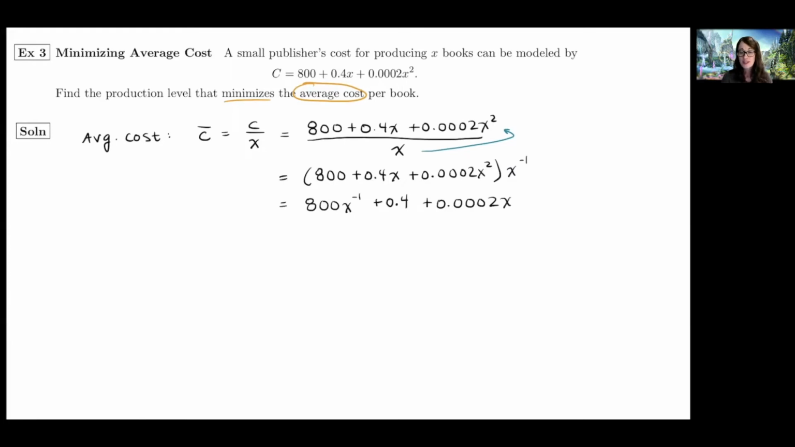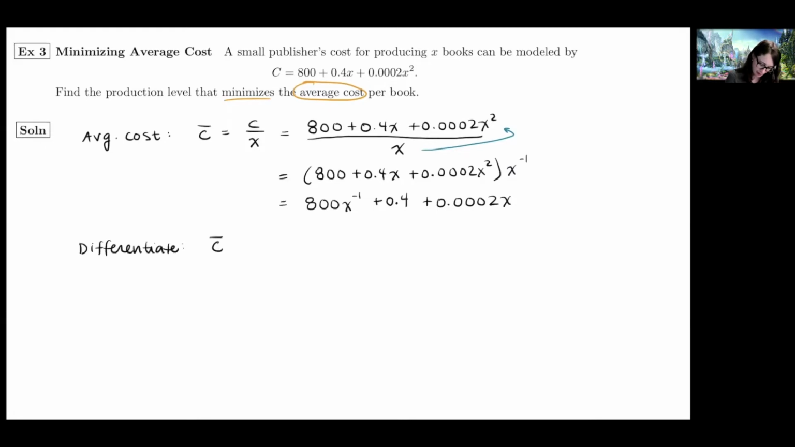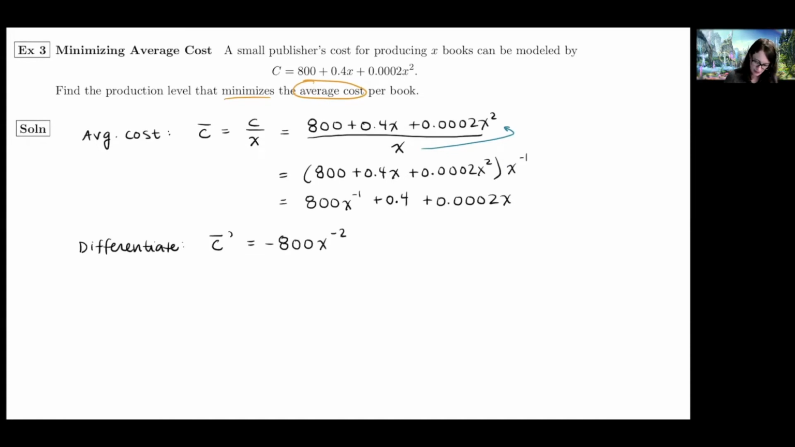Okay, so here's the function that we want to find the minimum of. So let's go ahead and differentiate this. We'll find C bar prime. We'll bring the -1 down and multiply. That'll give us -800x to the -2. The derivative of the 0.4 is 0, so that goes away. And then we've got plus 0.0002.